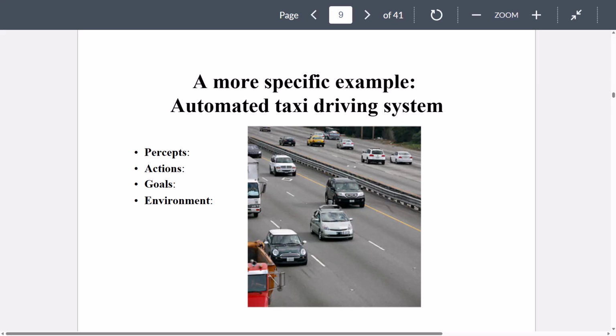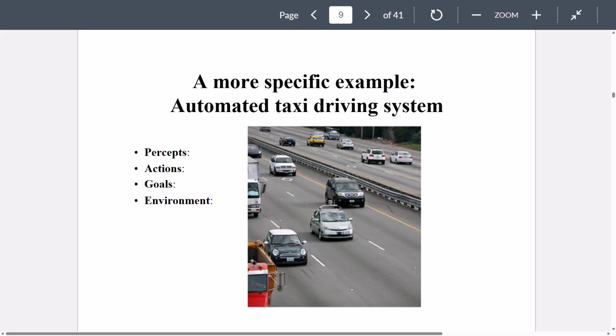The taxi should get passengers to the correct destination, minimize fuel and wear, avoid accidents, obey traffic laws, maximize safety and comfort, and ideally make a profit. Notice that some of these goals conflict, so trade-offs are inevitable. Next is the environment.